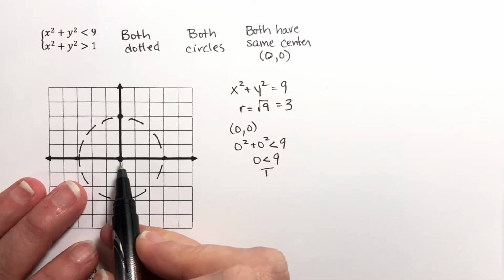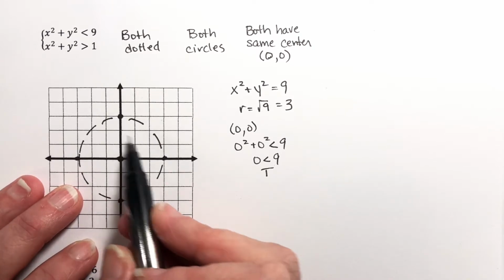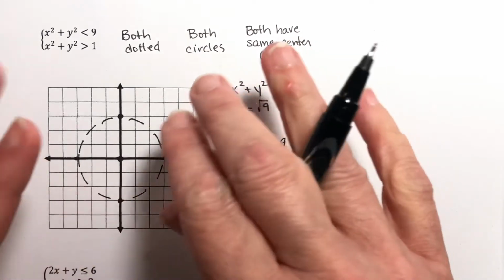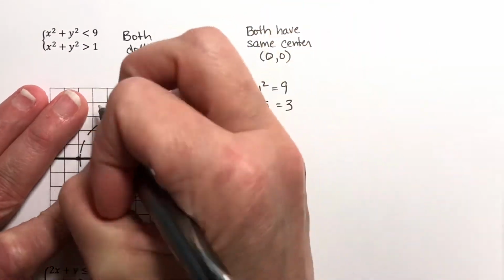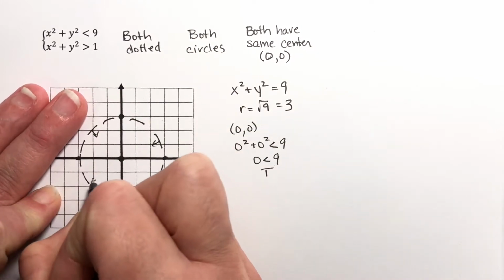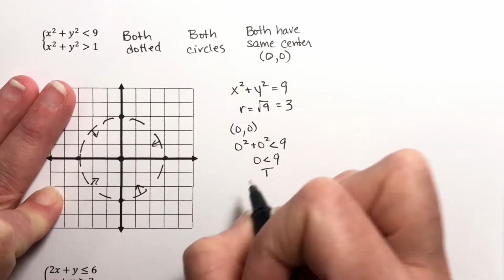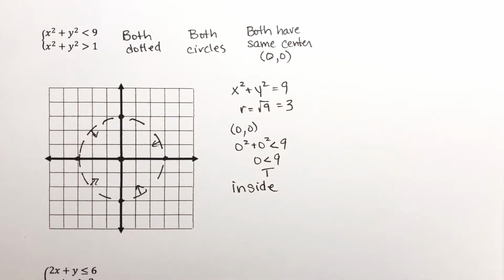So for this circle, I tested 0, 0, and it's true. And since this is inside this circle, my answer right now, just cut off everything outside of the circle. It's no longer an option as a solution for our system of inequalities. My answer is inside of this circle.